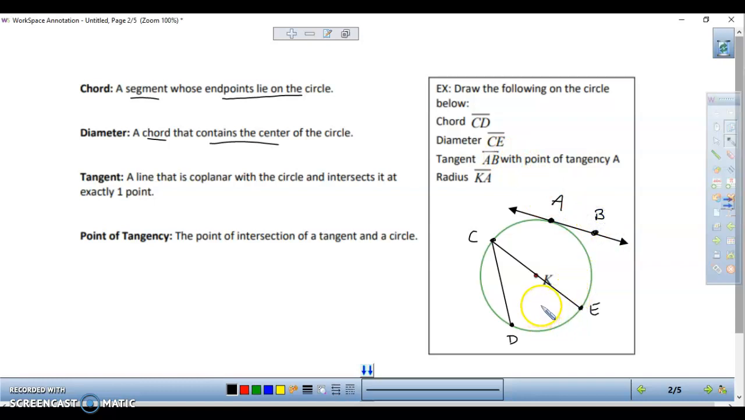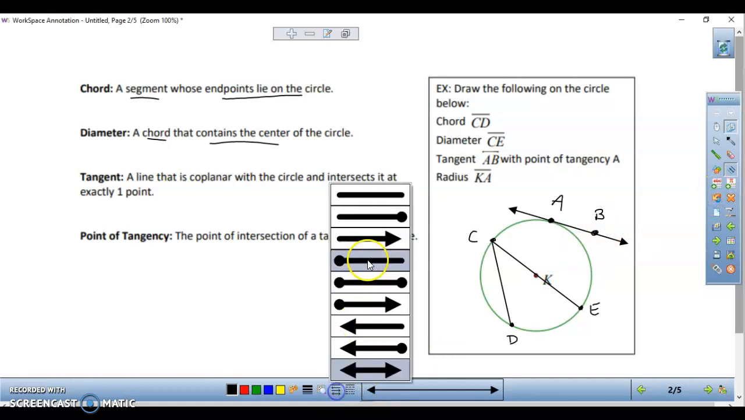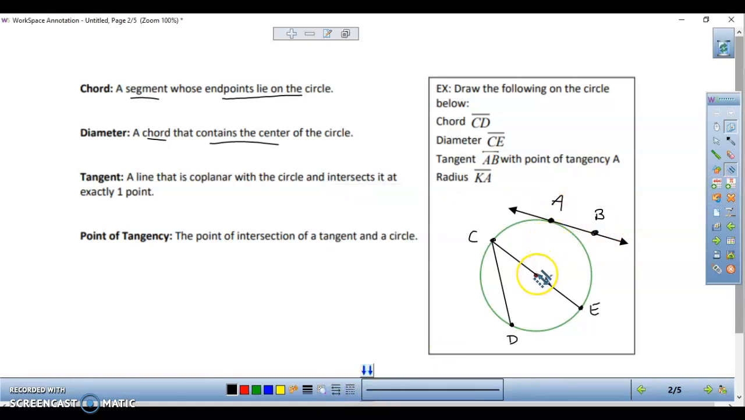And then the last thing is a radius KA. A radius goes from the center to any point on the circle, but it's not a line. Oops, let me change this to a segment. So KA is my radius. There you have it. So that's a chord, a diameter, a tangent, and a radius.